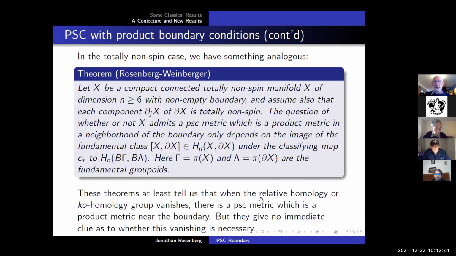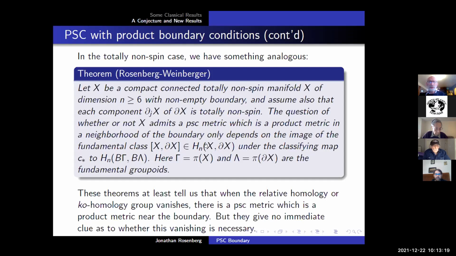So these theorems at least tell us that when the relative homology or the relative KO homology vanishes, then you have a positive scalar curvature metric, which is a product metric near the boundary, which is a highly non-trivial conclusion. Okay, so there's no direct way to prove that, but the surgery method tells you that. But they don't give any clue as to whether this vanishing of the homology is necessary. That might just be an artifact of the proof.